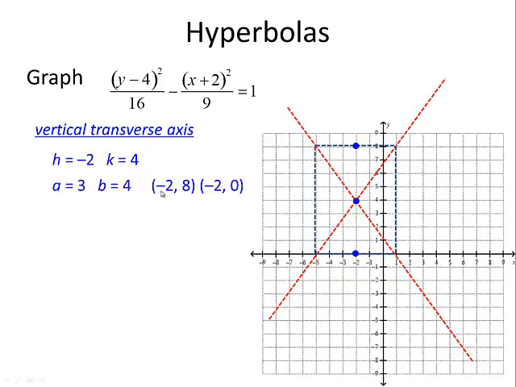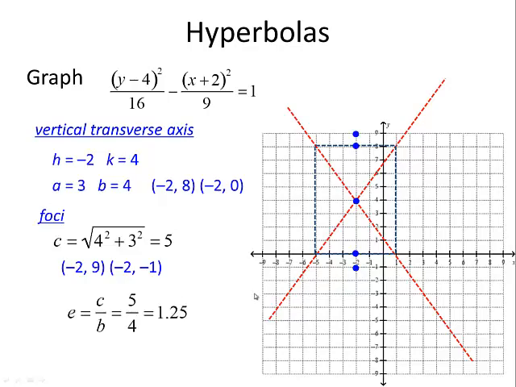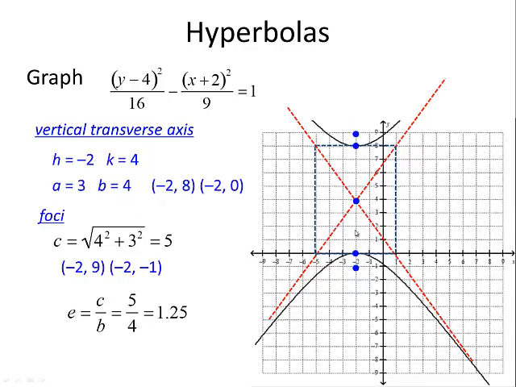Okay, my vertices are going to be at -2, 8, and -2, 0. Take the h, comma, k plus and minus b, right? So now my focus points, we have to find C. C is equal to 5. This is a 3, 4, 5 triangle. And then we can go 5 up and 5 down. So 5 up and 5 down from 4 is 9 and -1. Okay, and then just finding the eccentricity, C over B this time because it's going vertically, and then sweeping it out. That's my hyperbola.